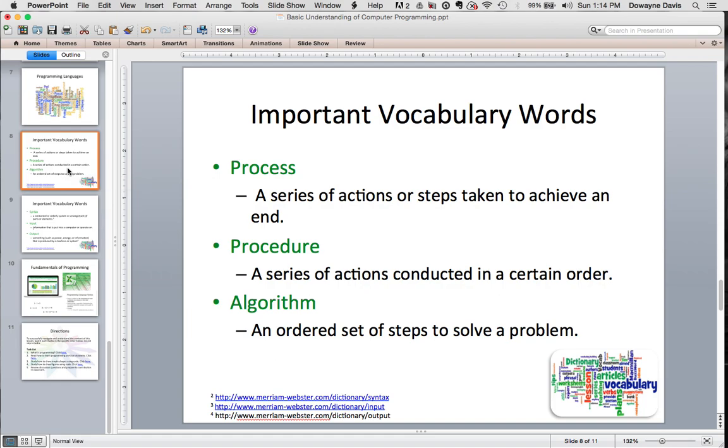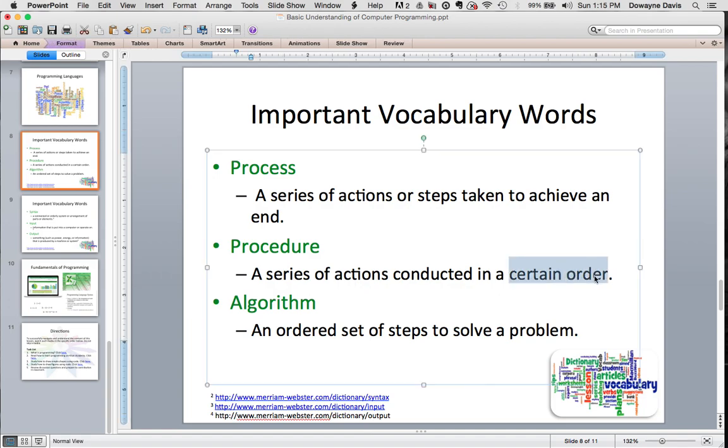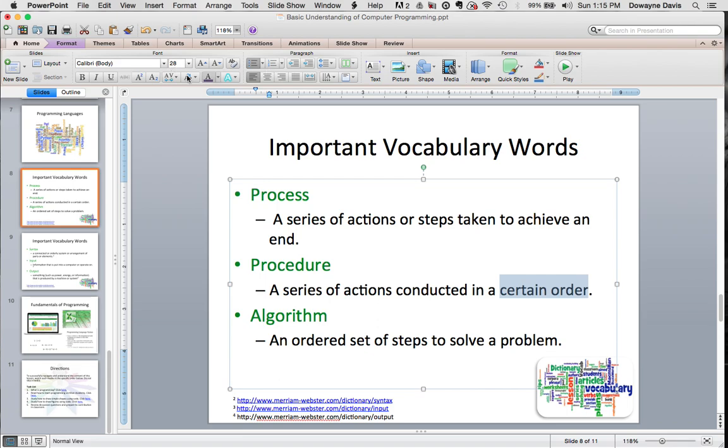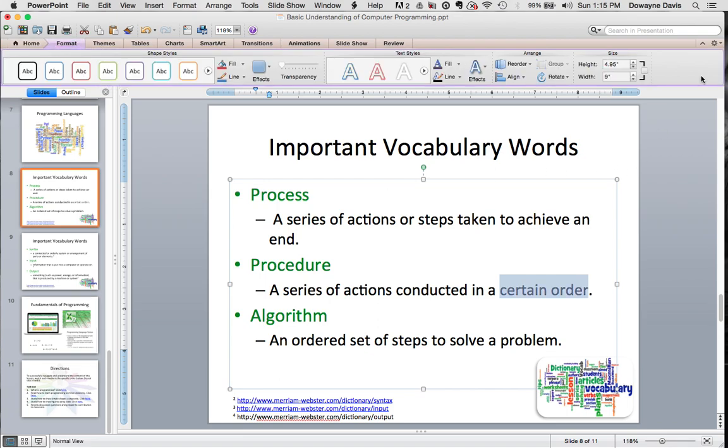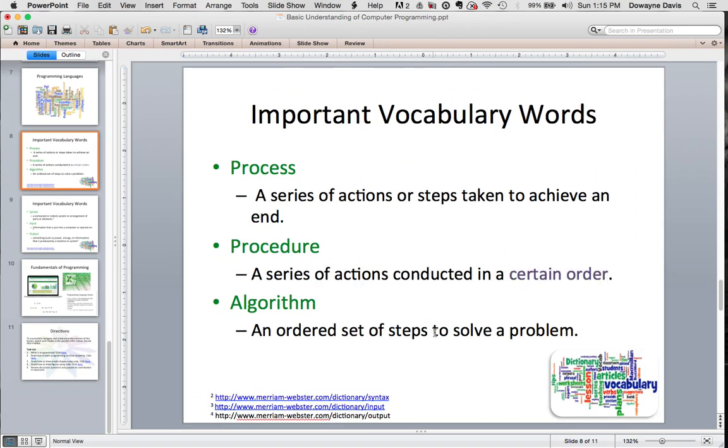So process. A process is a series of actions or steps taken to achieve an end. A procedure is a series of actions conducted in a certain order. And order is very important when you think about computer programming. So I want to highlight that. Very, very important when you think about that.